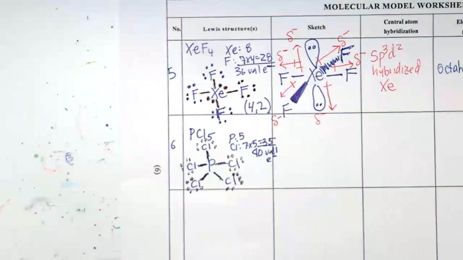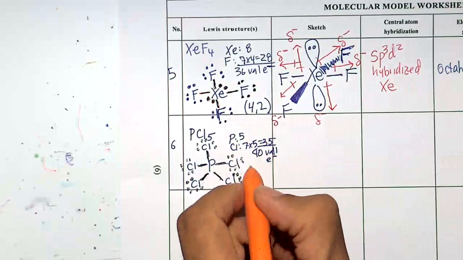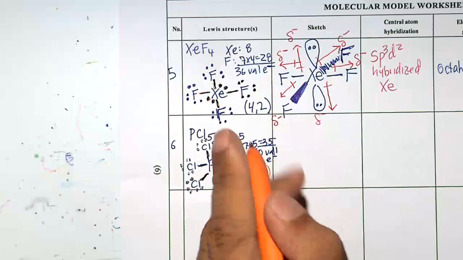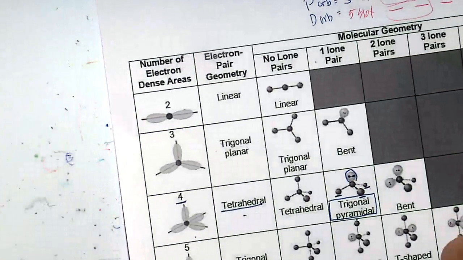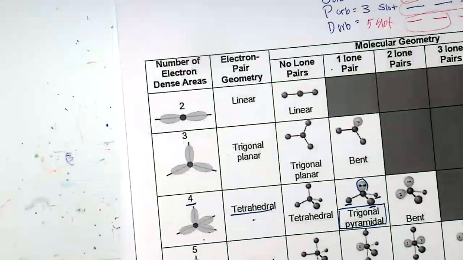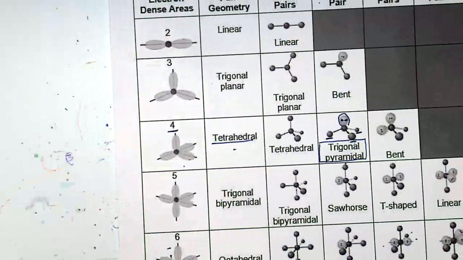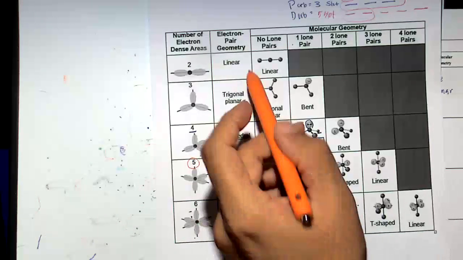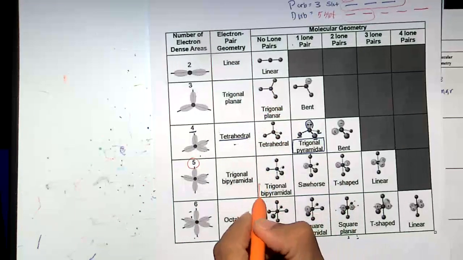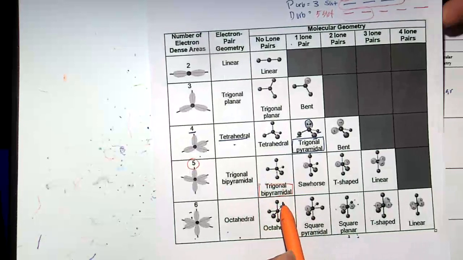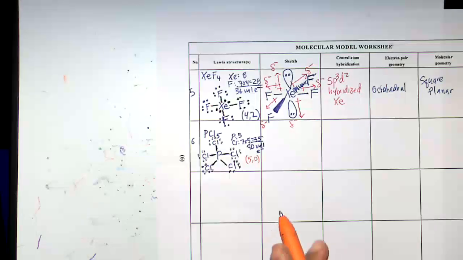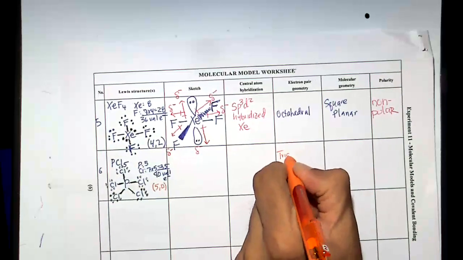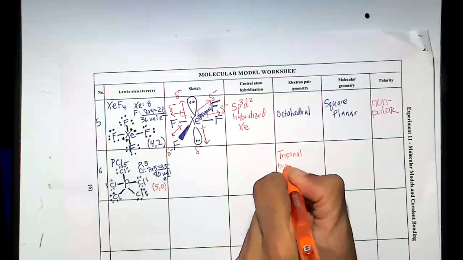So how many bonds and how many lone pairs? 5 bonds and 0 lone pairs. So what's 5 and 0? Trigonal bipyramidal. That's correct. 5 bonding outer atoms, 0 lone pairs, so it's trigonal bipyramidal. And it's the same molecular geometry because there are no lone pairs. The lone pairs would distort it. So trigonal bipyramidal.